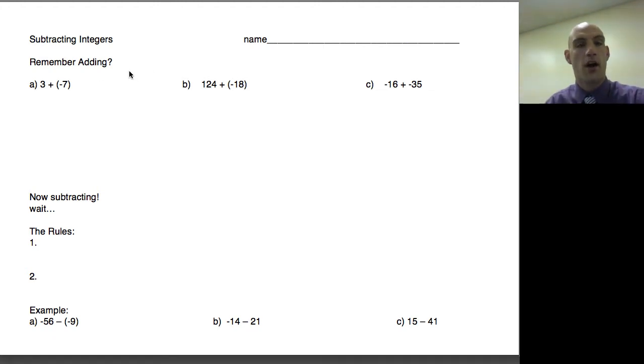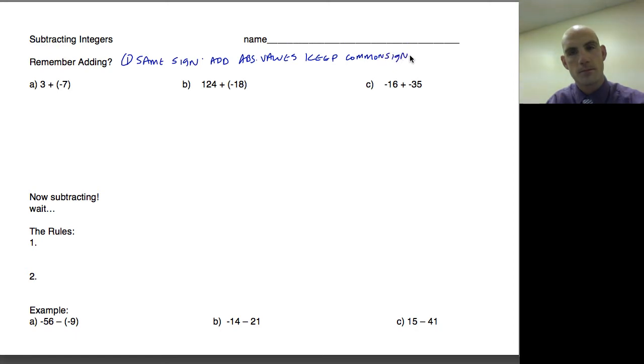Remember adding, we are working with two different rules. Number one, if they have the same sign, we're going to add the absolute values and keep the common sign. So for example, if we have two negative numbers, we're going to add the absolute values and keep that negative sign.